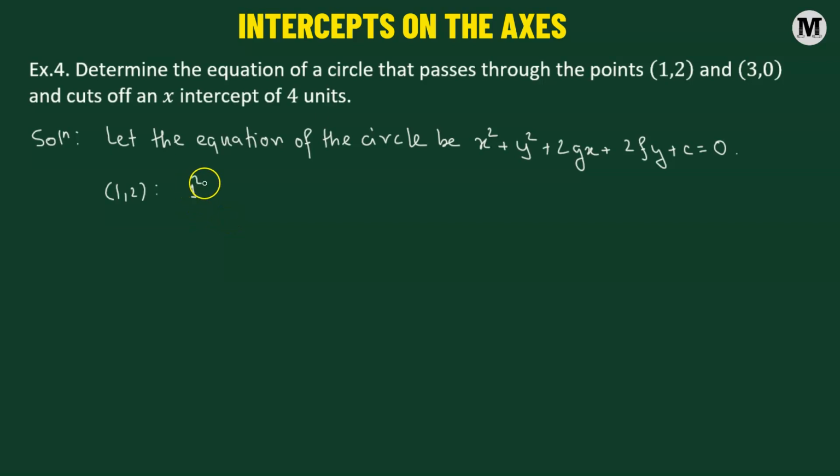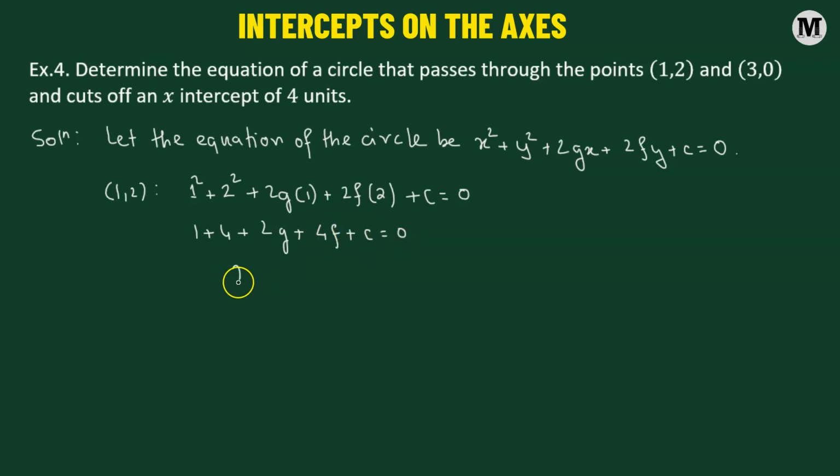So we should get 1 squared plus 2 squared. All we are doing is replacing the value of x with 1 and y with 2, plus 2 times g times the x coordinate, that's 1, plus 2 times f times the y coordinate, that's 2, plus c equals 0. That's going to give us 1 plus 4 plus 2g plus 4f plus c equals 0. Simply put, we have 2g plus 4f plus c equals negative 5. We're going to label this as equation number 1.